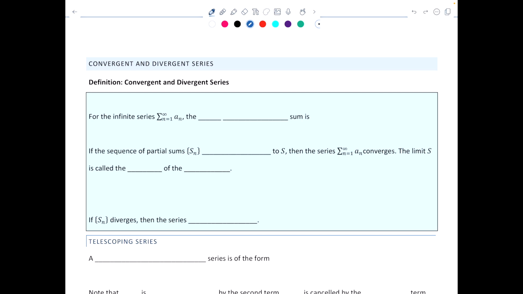This is part 2 so far. We had a warm-up which developed a lot of ideas, so make sure that you check out that warm-up video. So, convergent and divergent series.